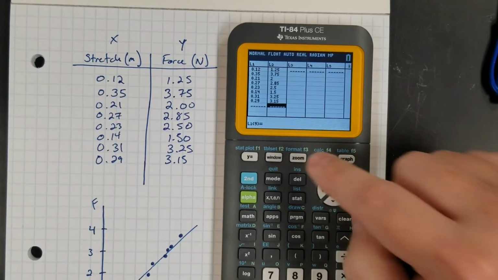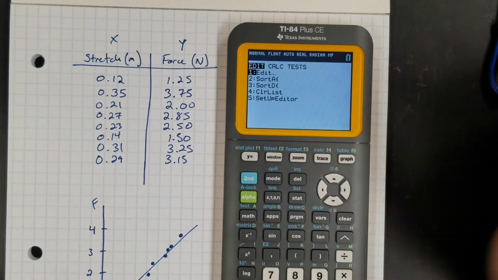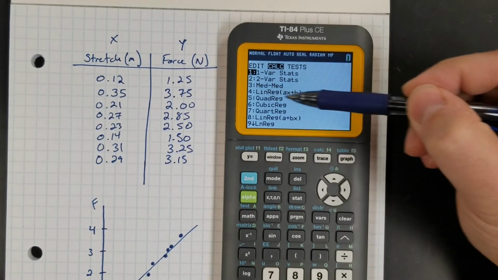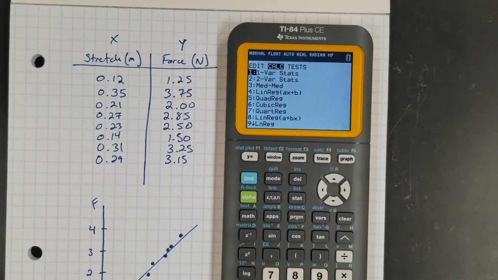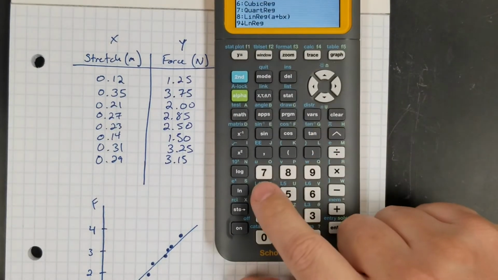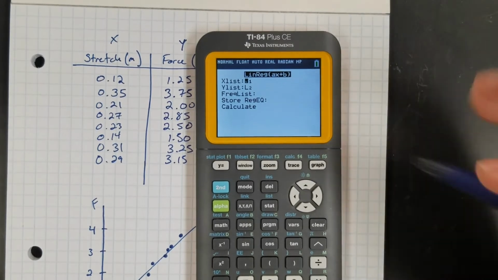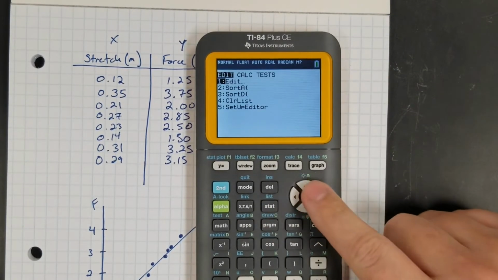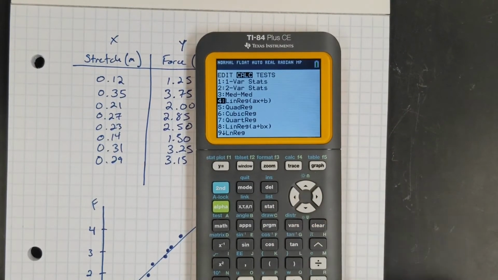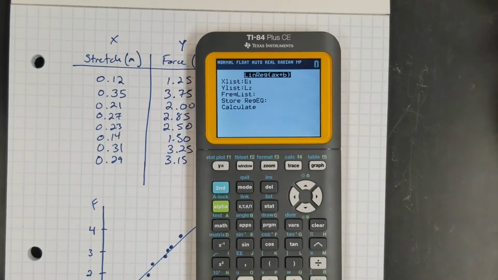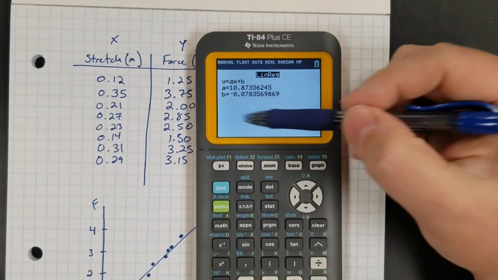Press Stat again, and it takes you back to the menu. Then go over to Calc, and you pick number 4, which is linear regression. The easiest thing to do is just press 4, and it'll do linear regression. Or you could scroll down. I could go Stat, then over to Calc, then scroll down to number 4, linear regression. If you did X in L1 and Y in L2, you're all set up. You just press Enter, Enter, Enter, all the way down to Calculate. Hit Enter for Calculate. There's your linear regression.